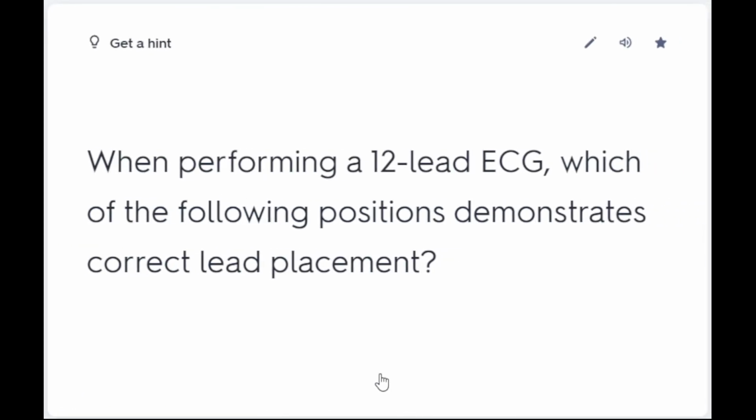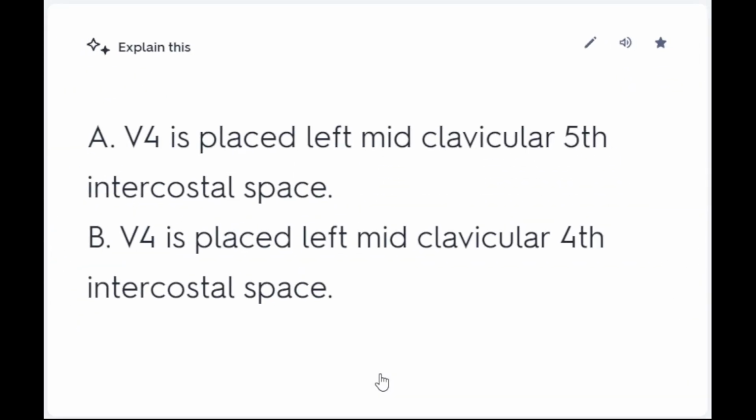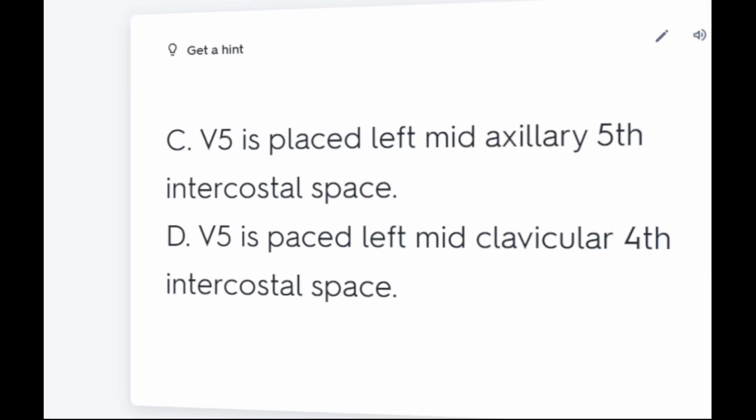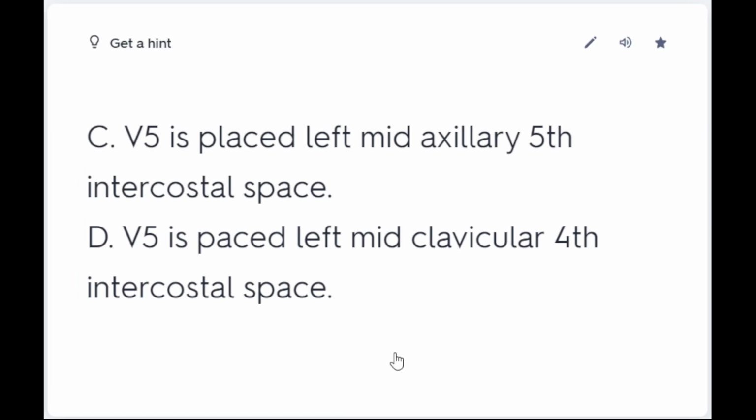When performing a 12-lead ECG, which of the following positions demonstrates correct lead placement? A. V4 is placed left mid-clavicular 5th intercostal space. B. V4 is placed left mid-clavicular 4th intercostal space. C. V5 is placed left mid-axillary 5th intercostal space. D. V5 is placed left mid-clavicular 4th intercostal space.